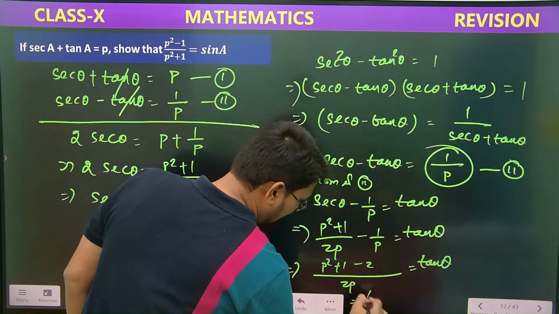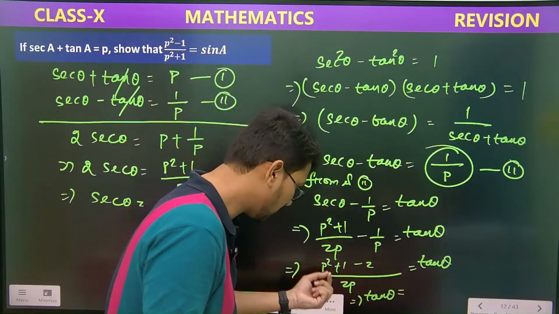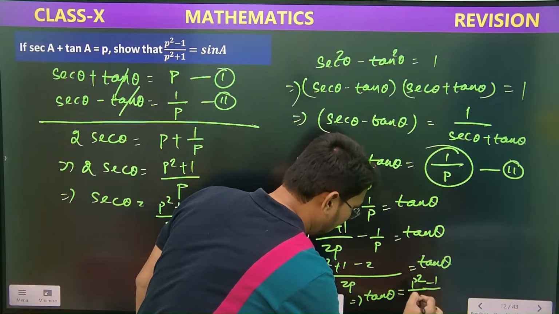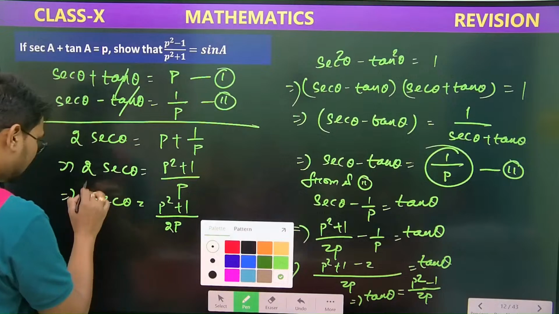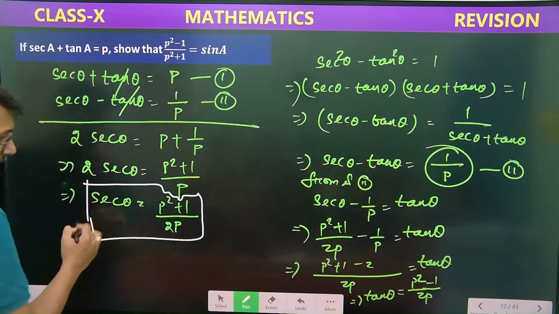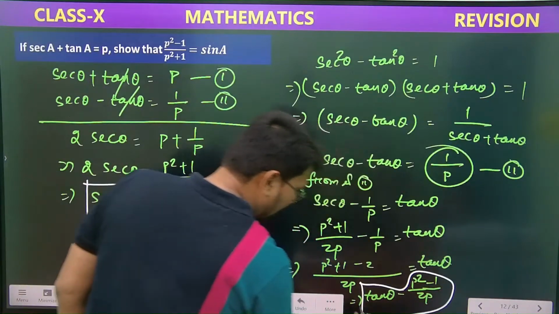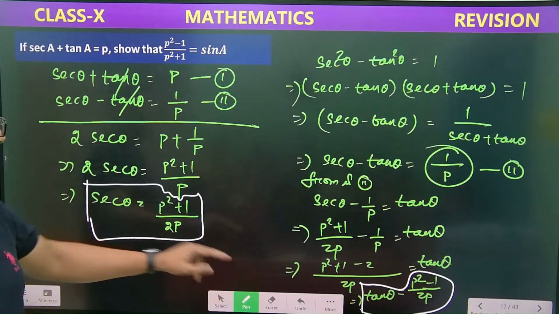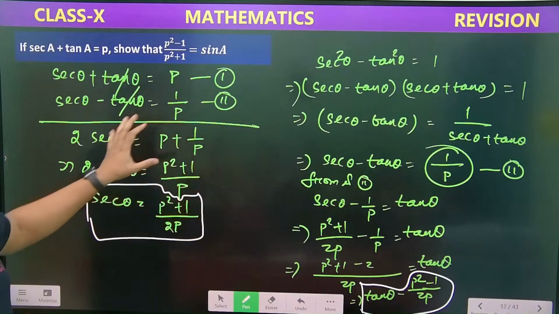Hence tan theta equals, children, how much? p square minus 1 by 2p. Got it? We have got two values: here sec theta, and here tan theta. Okay, let us divide tan by sec. Are you clear on this one?